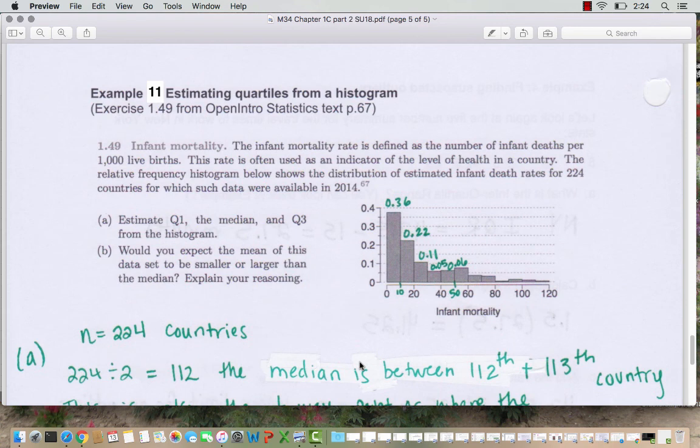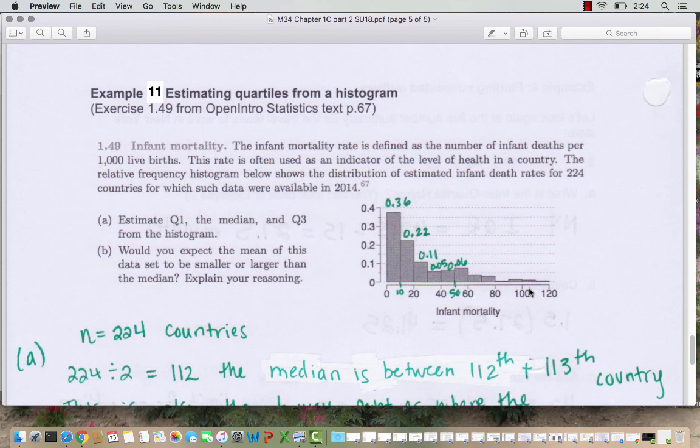Here's a histogram, and in this histogram, we're told that there are 224 countries here, and they're measuring infant mortality rate. In this case, a lower infant mortality rate would mean children are surviving, and that would be preferable for a country. A higher infant mortality rate, this is per 1,000 live births, would be worrisome for the country.